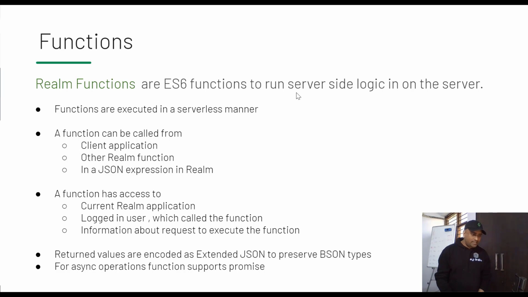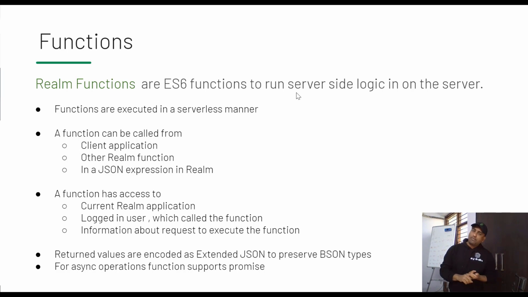The values which a function returns are extended JSON. These are not plain JSON, such that it can preserve the JSON types. Now, what are JSON types? MongoDB stores data in the form of JSON, and please go ahead and read more about that. But to preserve the types of JSON, the returned values are encoded as extended JSON.